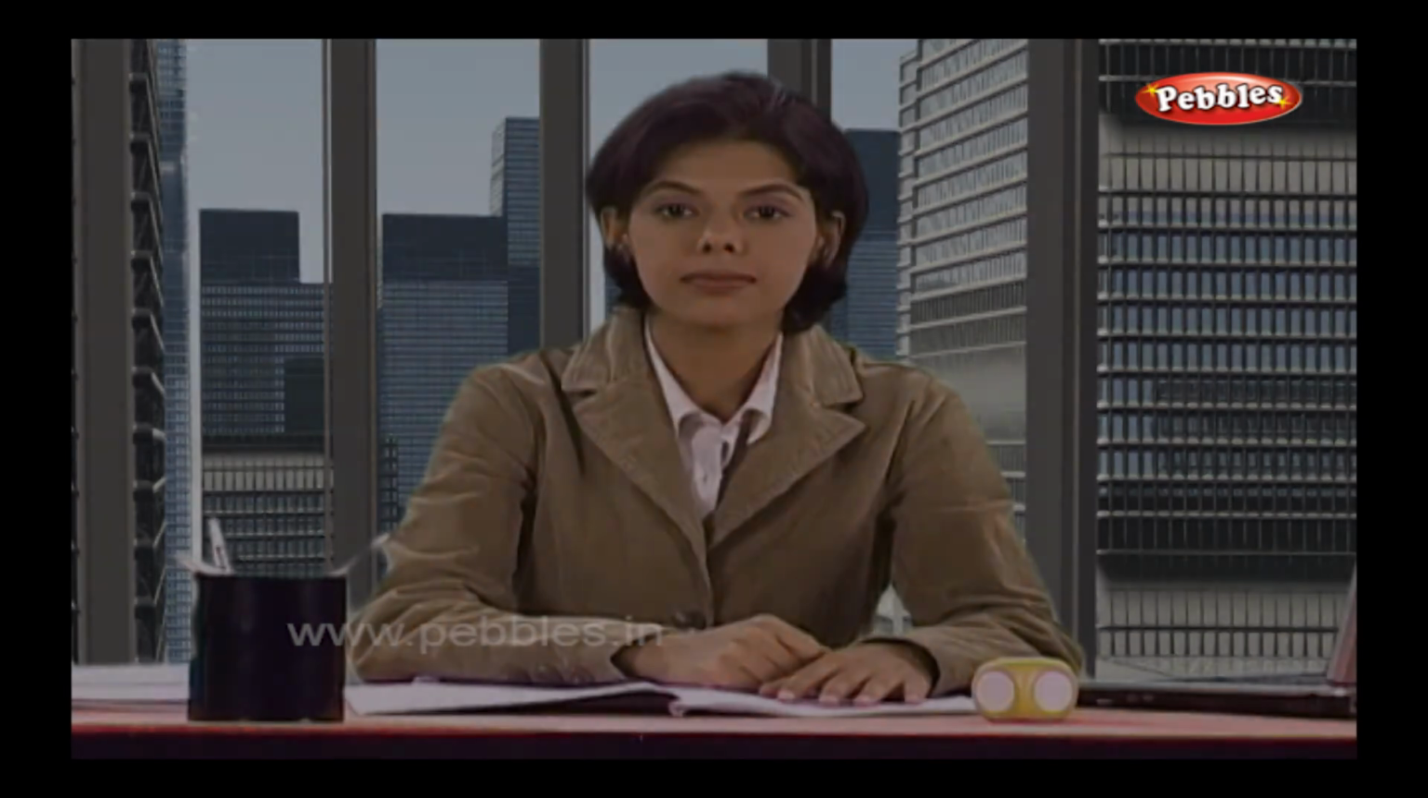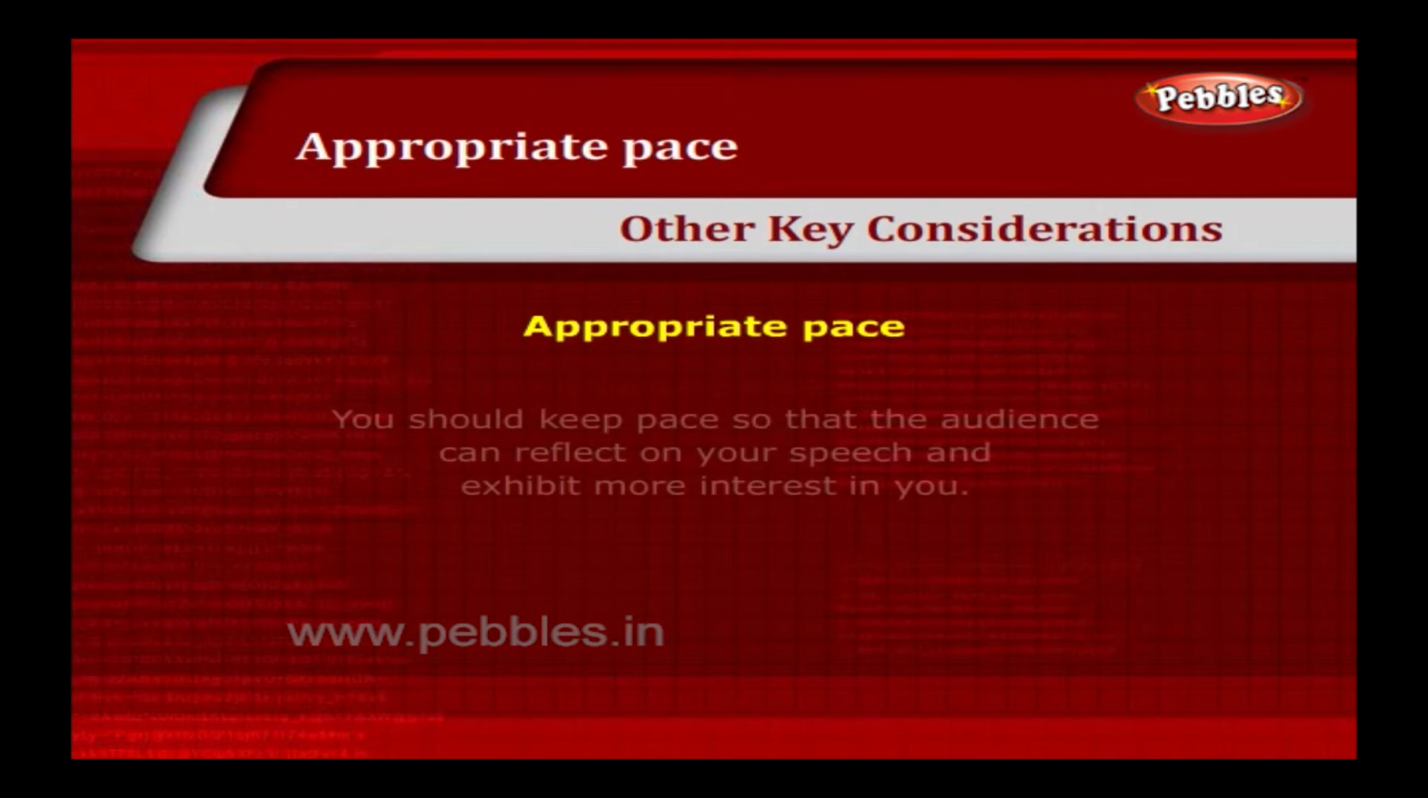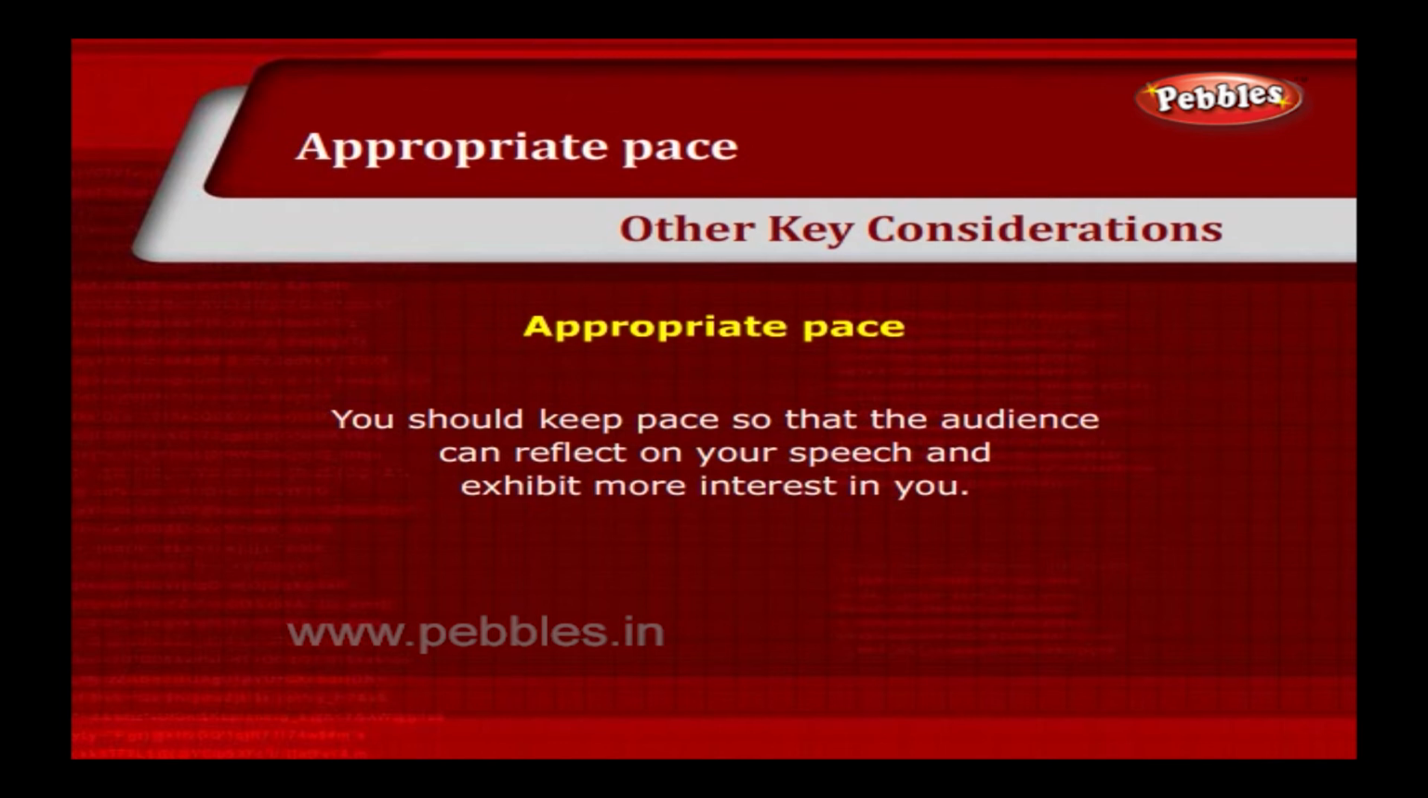Note how newsreaders will use a higher pitch for more humorous stories and lower pitch for more serious stories. The second type is appropriate pace, the speed at which we speak. You should keep pace so that the audience can reflect on your speech and exhibit more interest in you.